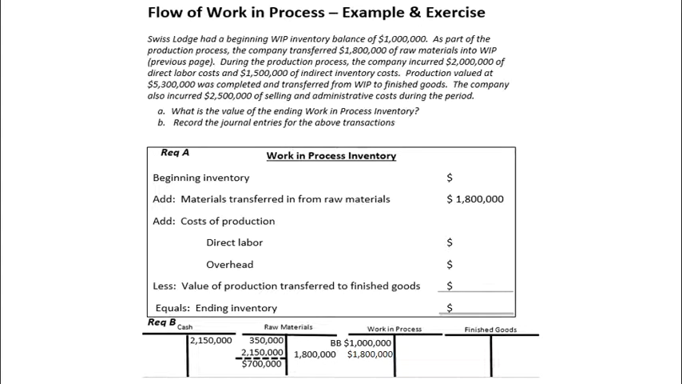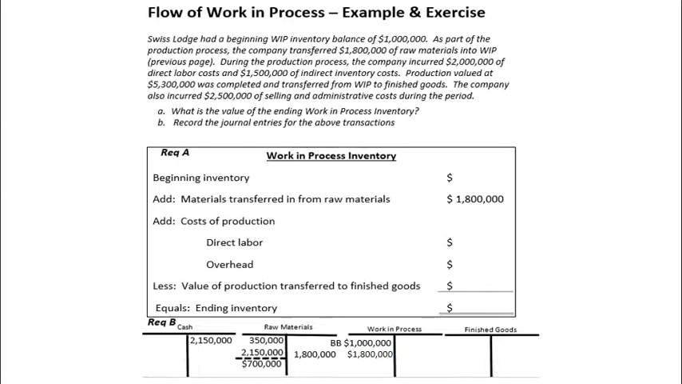Okay, Swiss Lodge had a beginning work in process inventory balance of $1 million. And that $1 million is already written down here, and it was also written in the previous slide. The reason it's already written is you don't have to make that journal entry. It was a previous value.